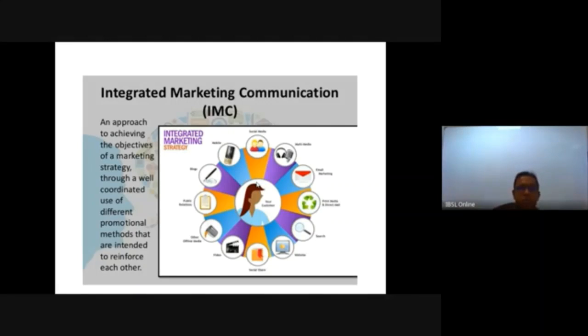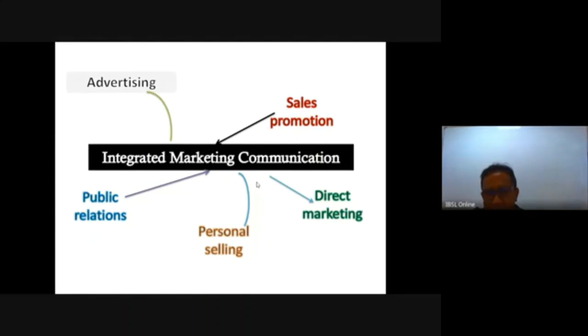So what does it mean? Every tool has to reinforce each other. That means your advertising efforts have to be strengthened by your personal selling and sales promotions. They all have to be properly blended to create a unique message to the end customer. They have to be blended. That's why we call it integration. Integration is you combine all together to give one strong message to the customer.